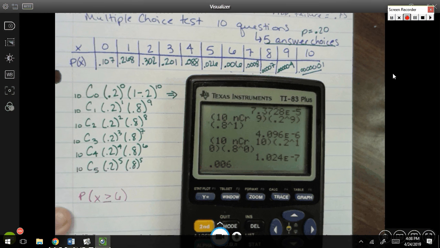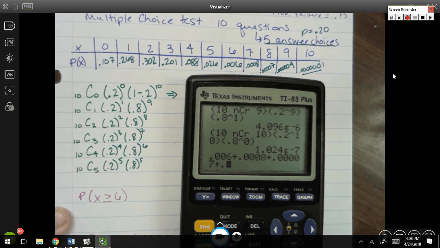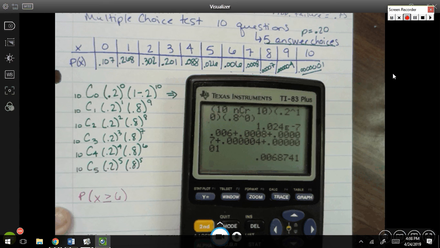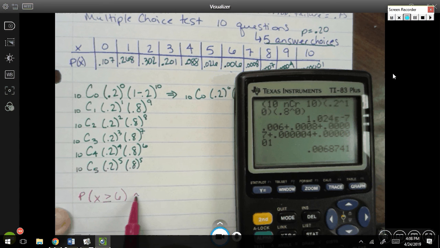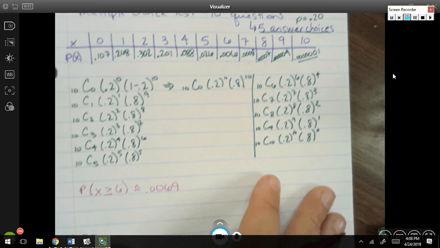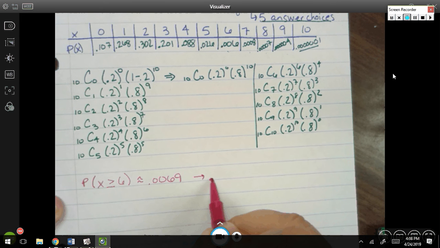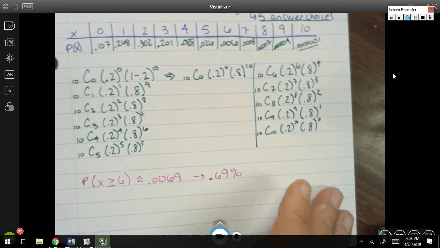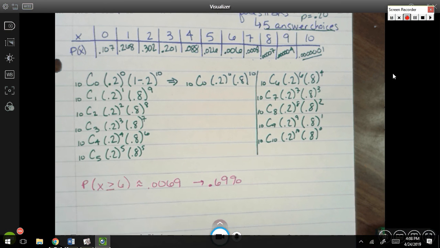So 6, 7, 8, 9, and 10. 0.00, I'm going to say approximately 0.0069, and I took this out that many places because I want you to see that what this essentially is a 0.69% chance of randomly guessing enough right to actually pass the test on a 10-question test. Remember, 5 answer choices, so the odds are a little bit worse than what they were.